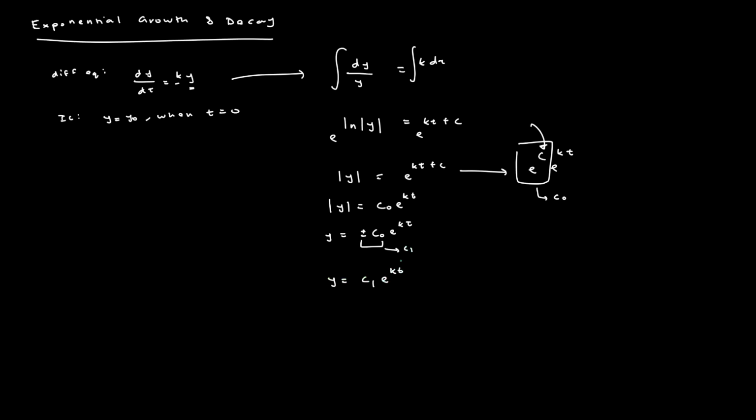Now we've gotten y to one side and t to the other side, and all that remains is to solve for this constant with the use of our initial condition. We know y equals y0 when t equals 0, so we can plug in those values. So y0 equals c1 times e to the power of k times 0. This evaluates to 1, so that's equal to c1 times 1. So y0 is simply equal to c1. Now we have solved the original equation, and it is y equals y0 times e to the power of kt.